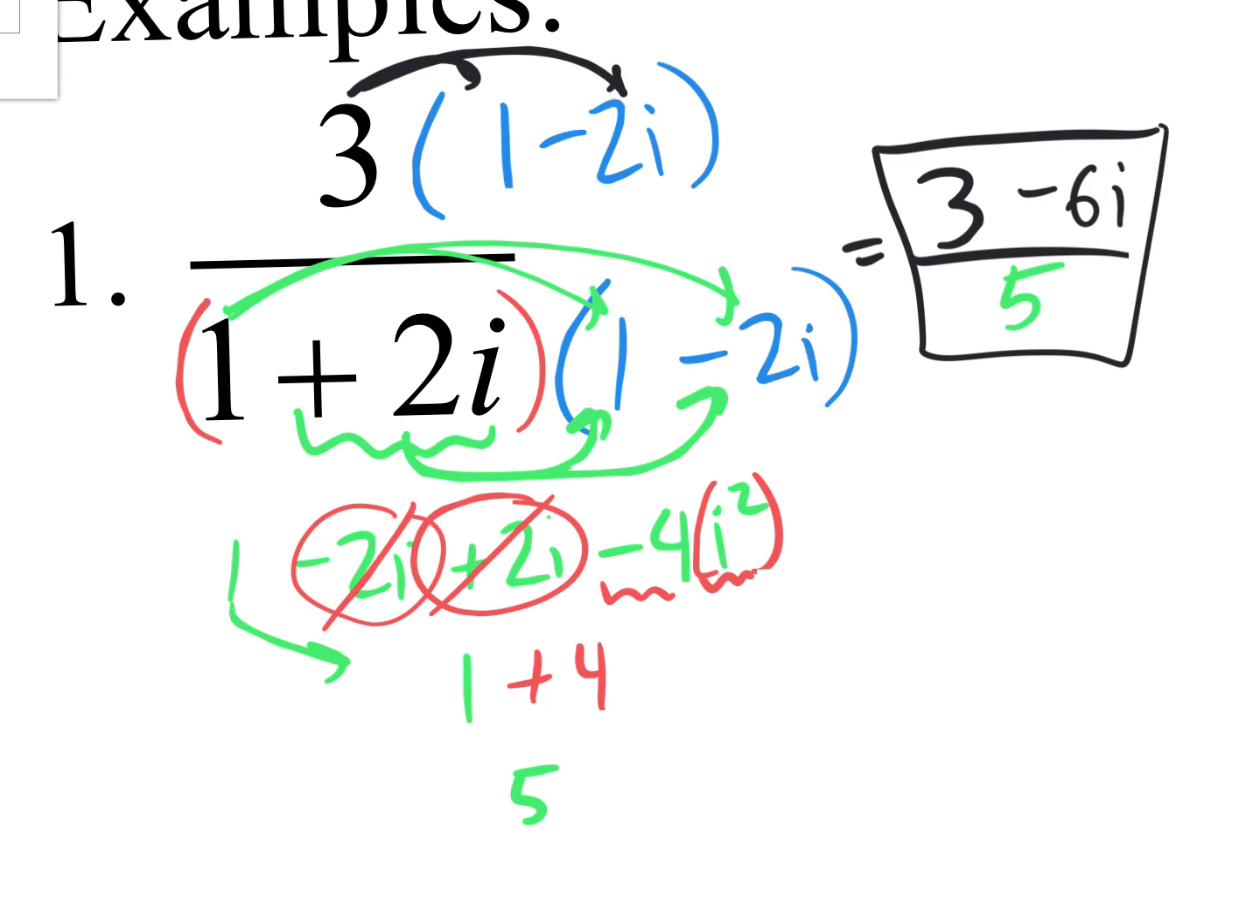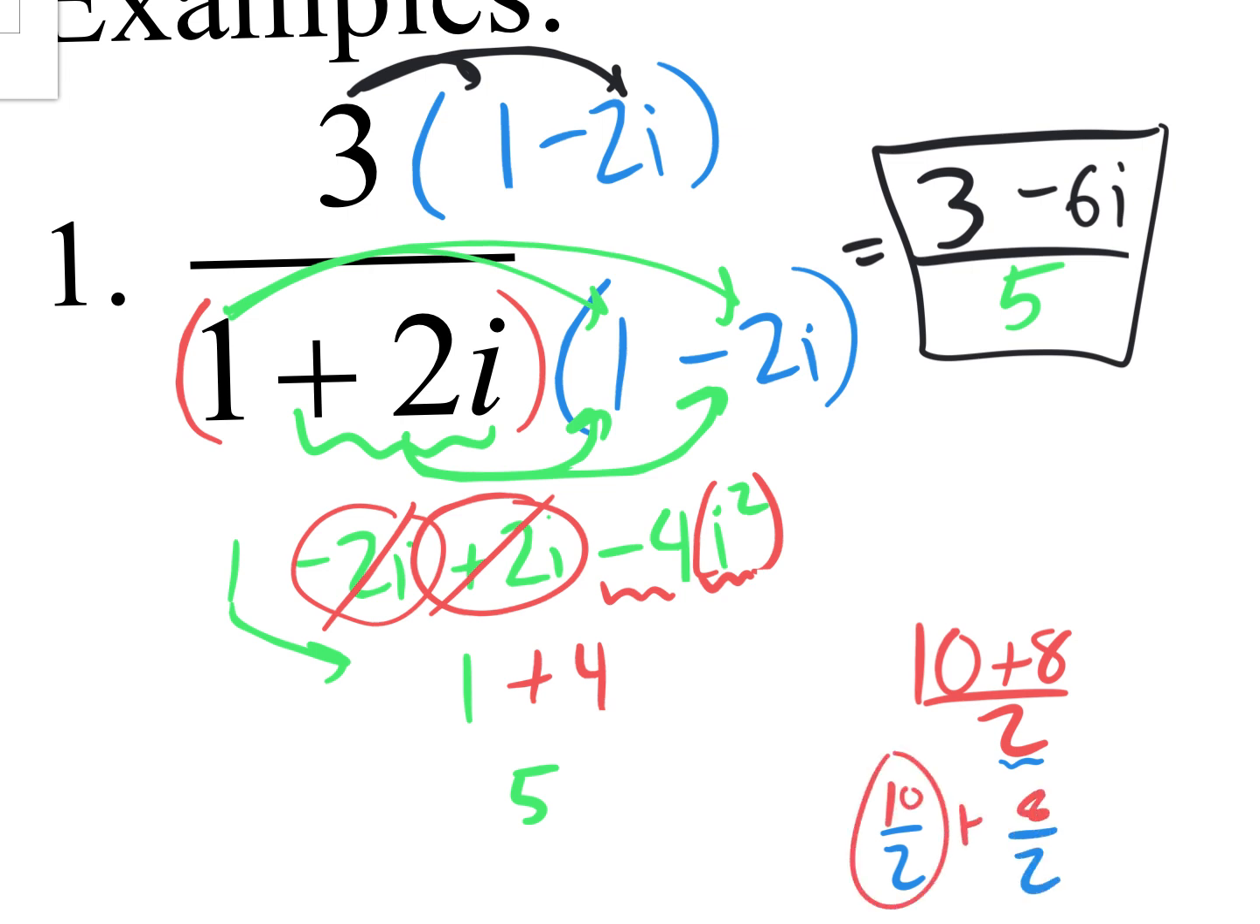So what do I mean by split it? So imagine this. If I said, what is 10 plus 8 divided by 2? We all know the answer is what? 18 divided by 2? 9. But you could, if you wanted to, take this 2 and put it as a denominator on the 10 and on the 8, and then add. 10 divided by 2 is 5. 8 divided by 2 is 4. 5 plus 4 is still 9. So you could take the denominator and split it.